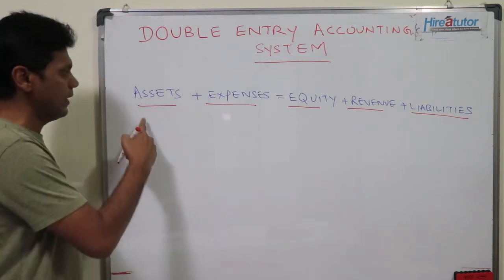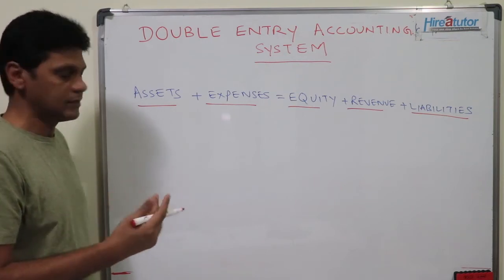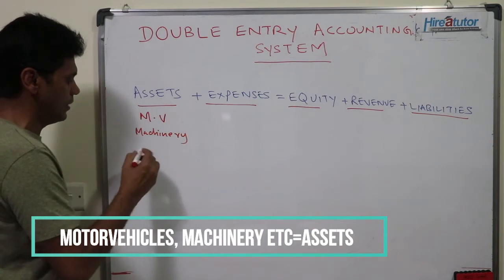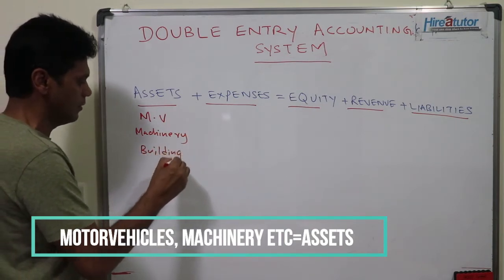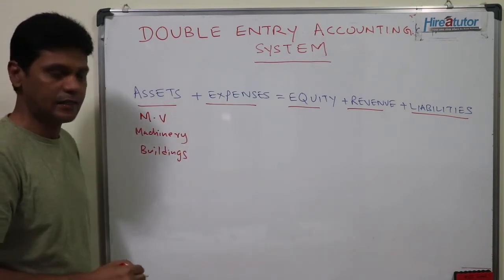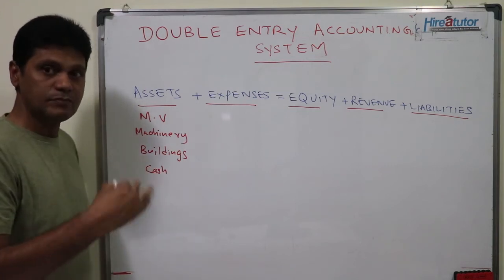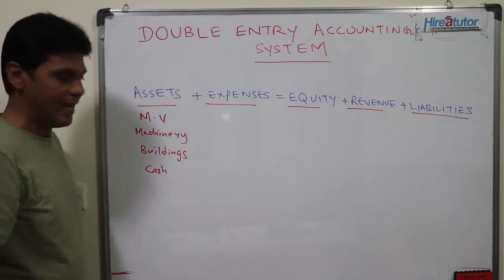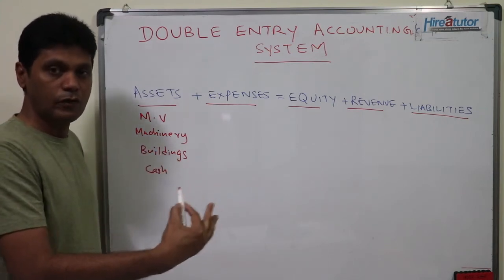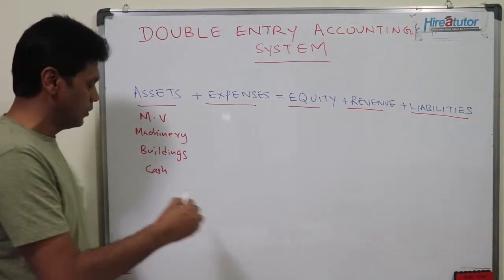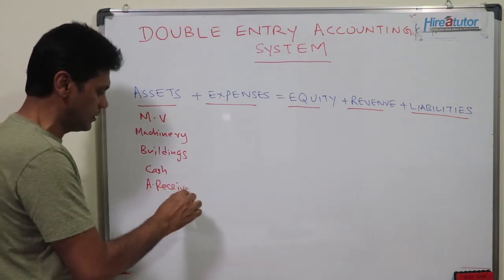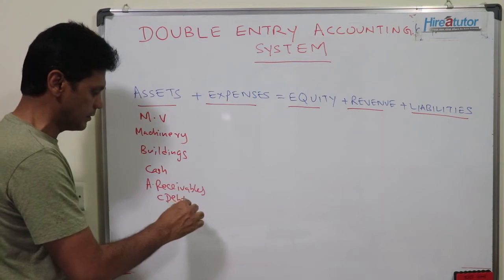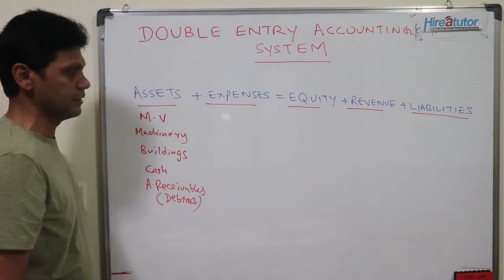For example, if you take assets, any purchases of assets, motor vehicles, machineries, buildings, purchases of buildings, all will be recorded under assets category. Not only that, cash. If there is an investment from the equity owner, that also will be recorded under cash. Not only that, when you sell goods or when you provide services on credit to your customers, which is known as accounts receivables, also will be recorded under assets. This is also known as debtors.